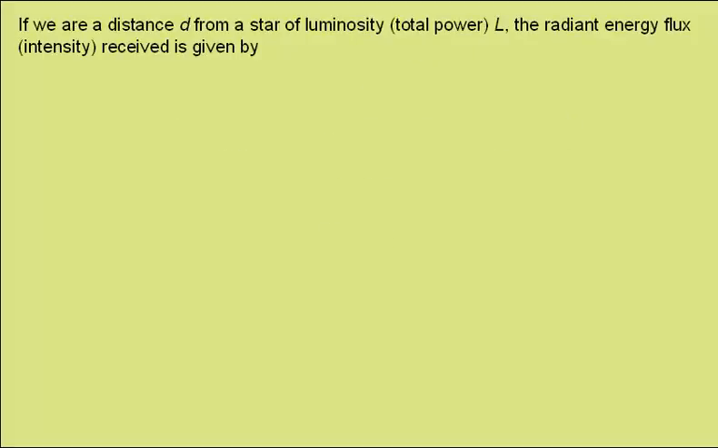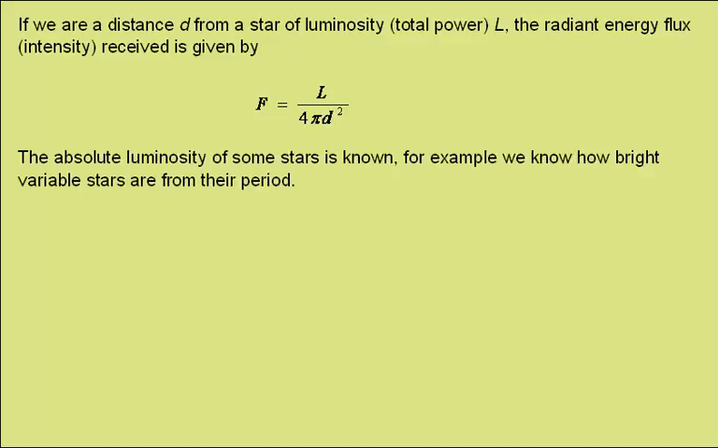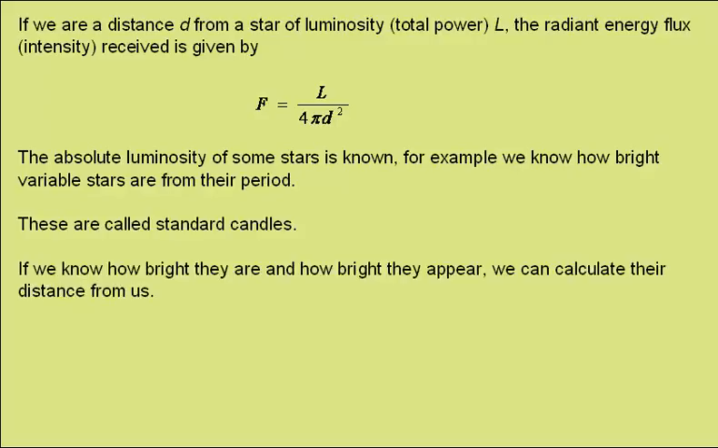Relating these ideas to stars, if we're a distance d from a star of luminosity or total power L, the radiant energy flux or intensity is given by F is equal to L over 4 pi d squared. The absolute luminosity of some stars is known. For example, we know how bright variable stars are from their time period. These we call standard candles. If we know how bright they actually are and how bright they appear, we can easily calculate their distance from us.